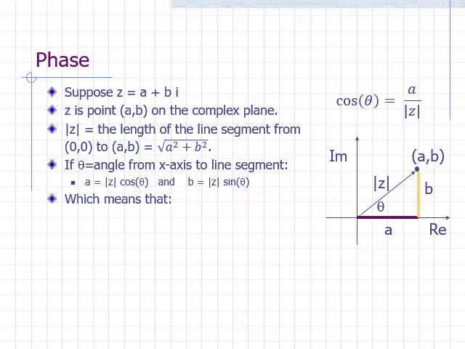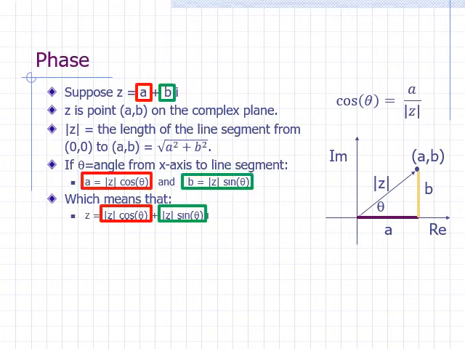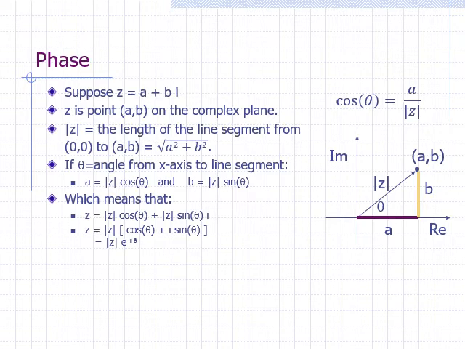Replacing a and b in the expression for z, we get z is equal to absolute value of z times cosine theta plus absolute value of z times sine theta times i. Factoring out absolute value of z, we get z is equal to absolute value of z times the sum of cosine theta plus i times the sine of theta. This sum of cosine theta and i times sine theta can be shown to be equal to e raised to the power i times theta.